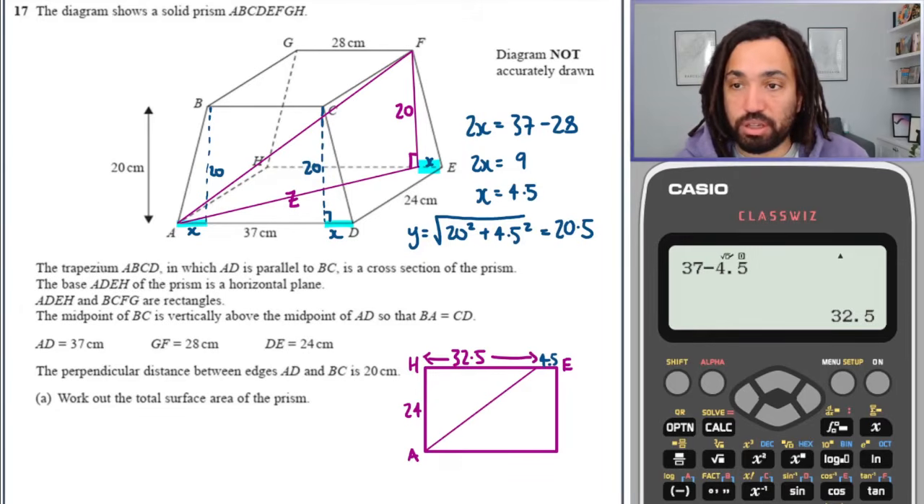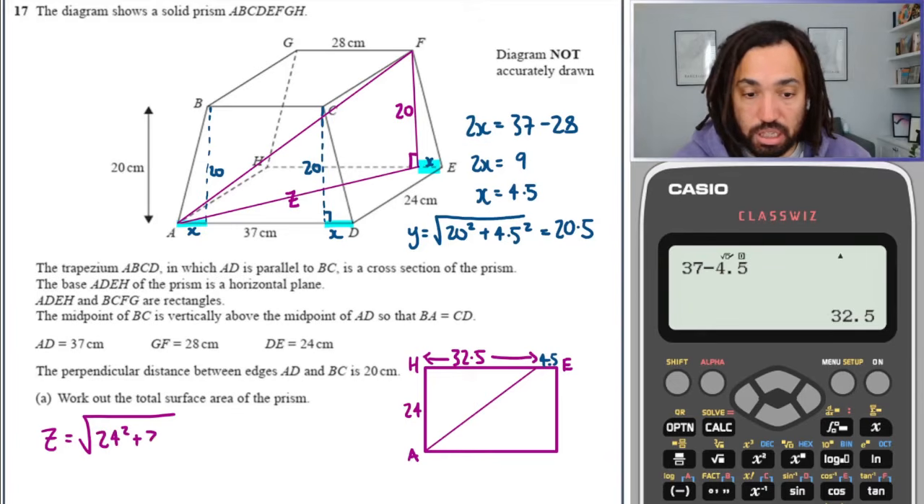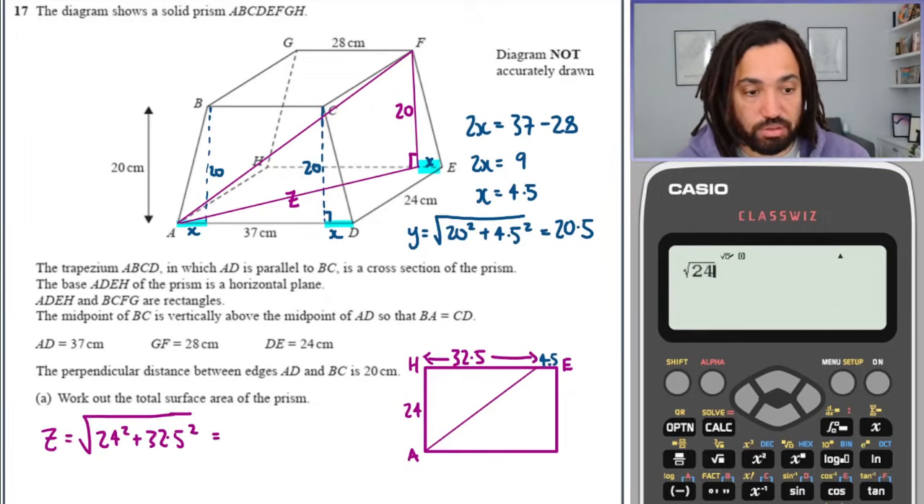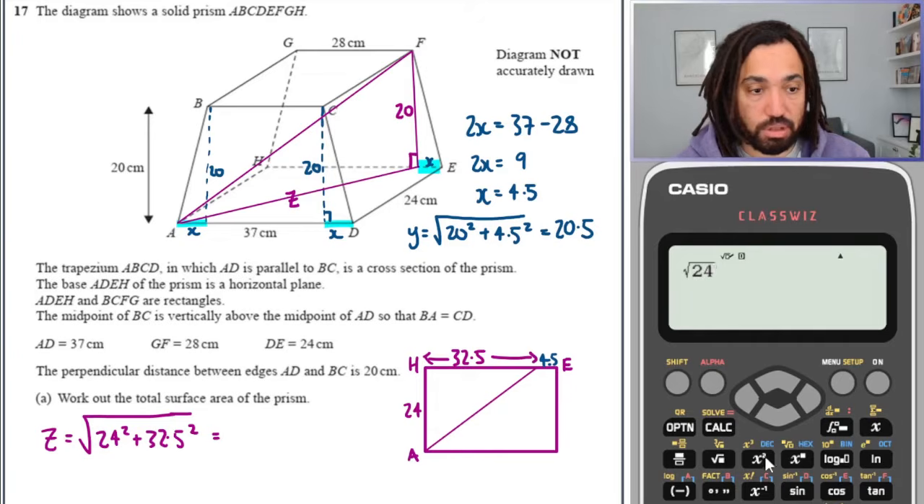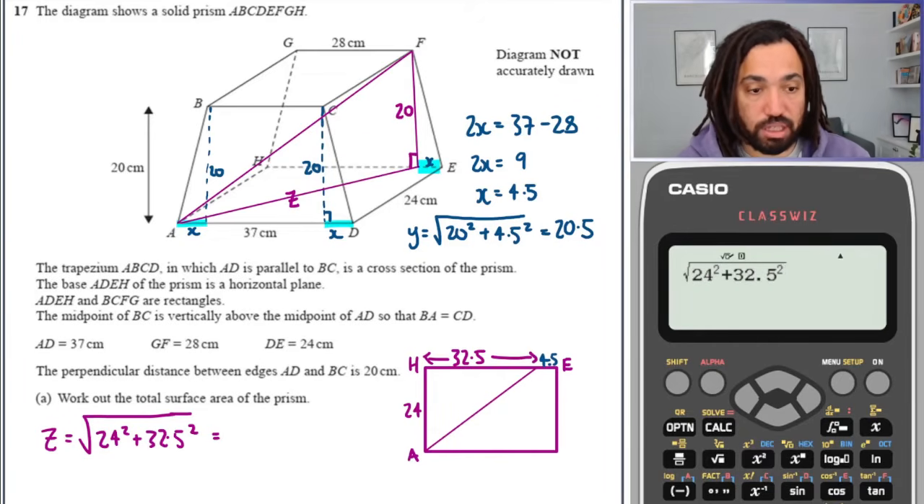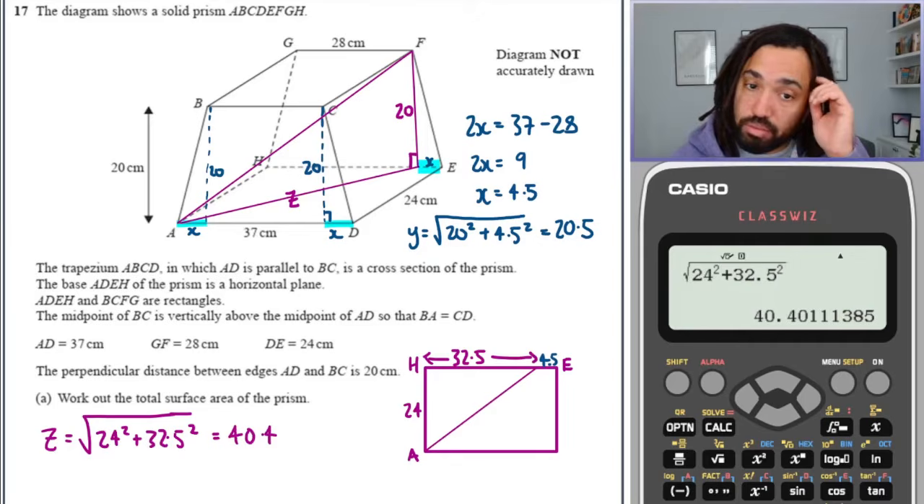Okay, so now what we can do is work out Z using Pythagoras' theorem. So it's going to be the square root of the two short sides, because again it's the hypotenuse. So it'll be 24 squared and 32.5 squared. Okay, so we can do the square root of 24 squared plus 32.5 squared, and we get 40.4.